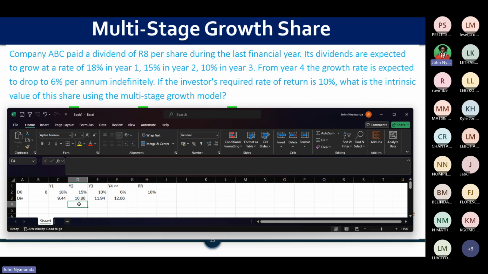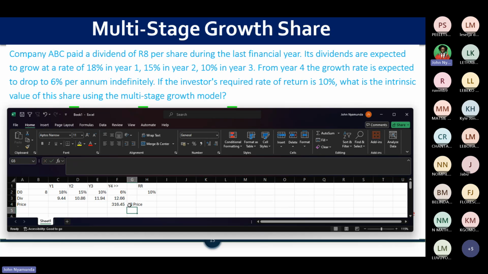The next thing, if you are like me, a little bit forgetful, is to find the present values. First we are going to find the price in year number 3. So what is the price using the constant growth model? D4 divided by, open brackets, the required rate of return, 10%, minus the constant growth, the long-term growth, close bracket. So that 316 is the year 3 price.